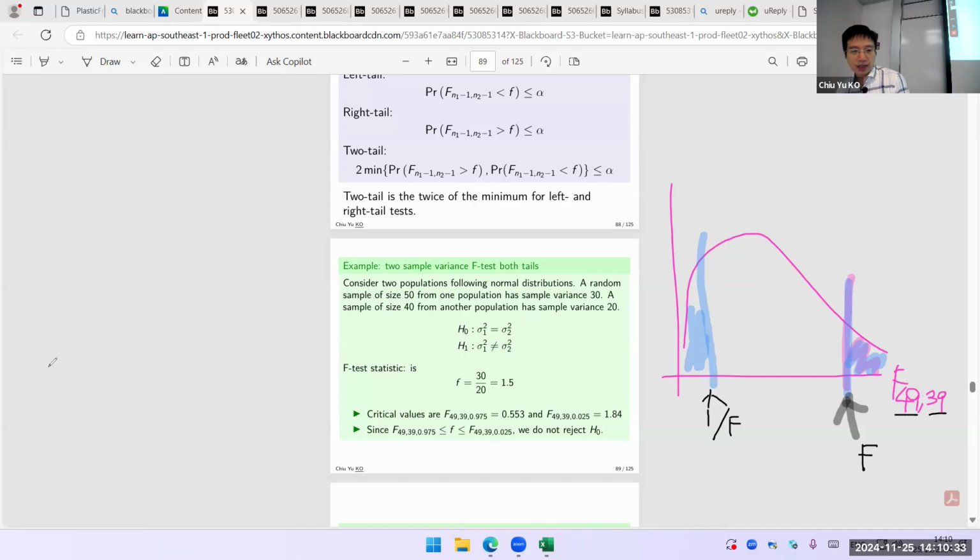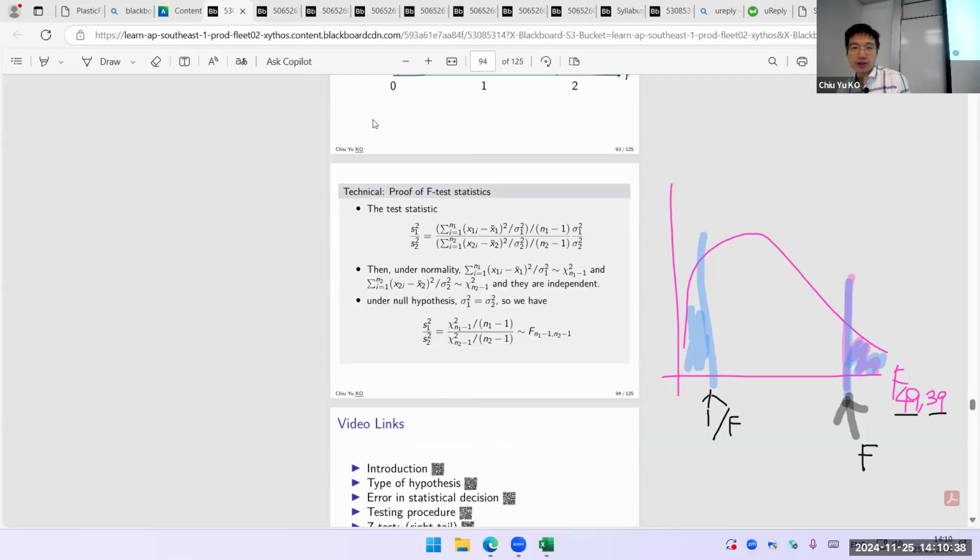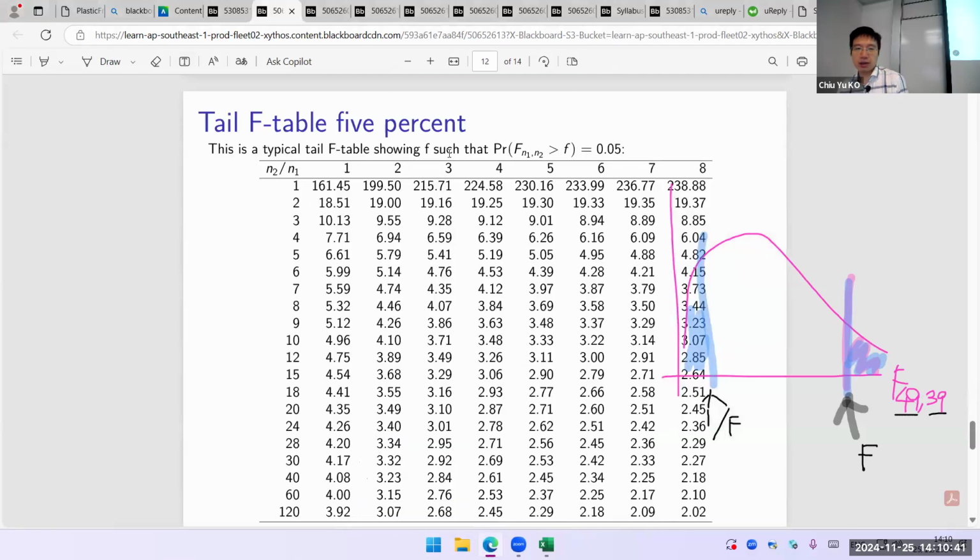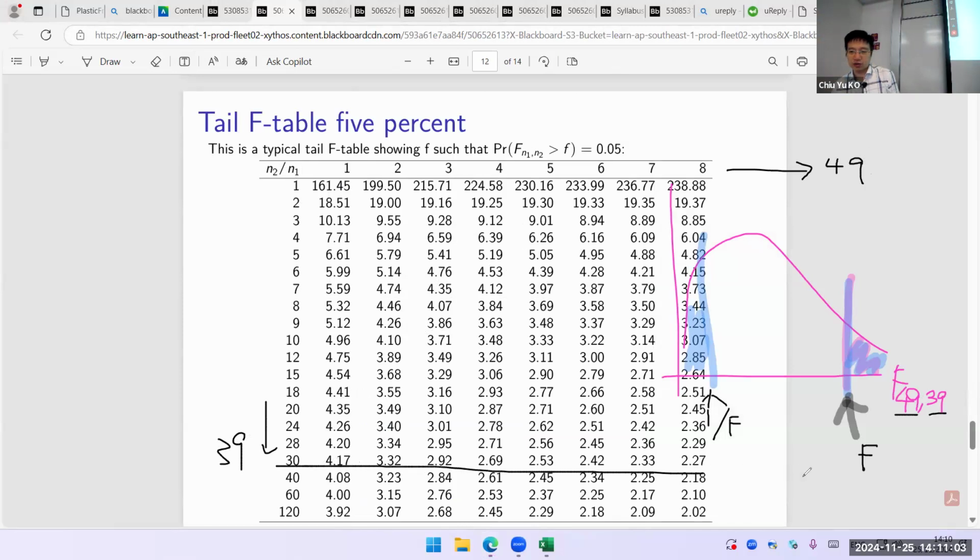Let's see, the table will be somewhere here, right? In my table, I don't have that, but what you do is N1 is the first one. You go to the 49 column. I don't have that here, but you go to the 49 column there, and you go down up to 39, which I don't have there. But you go to that particular place, and this gives you this value because this is the tail.